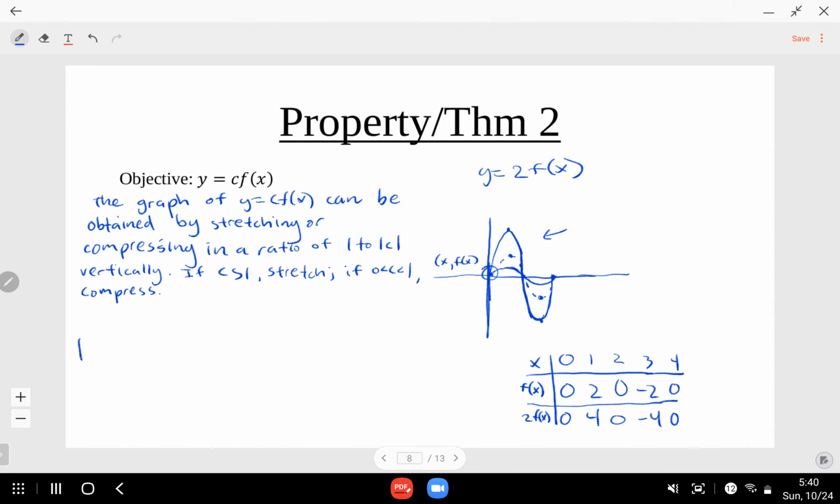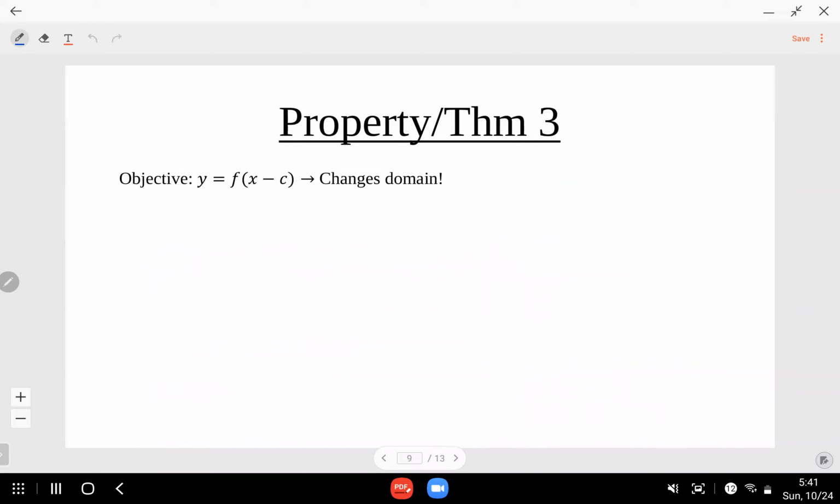Okay, and it does not change the domain either, because it does not directly change this x here. All right. So let's move on to our third theorem, which will change the domain. It changes the domain because it directly affects this x right here, right?